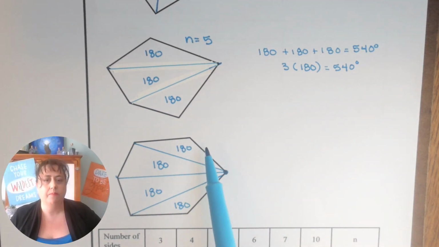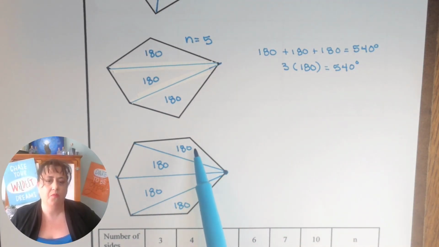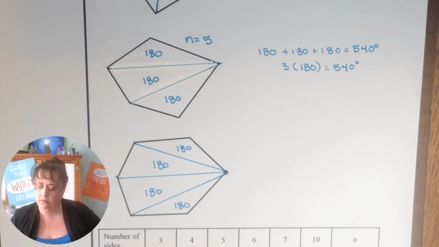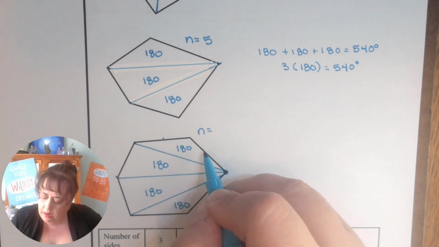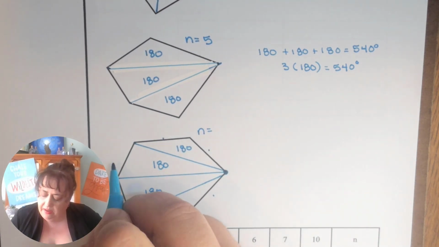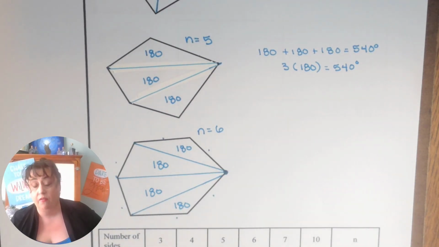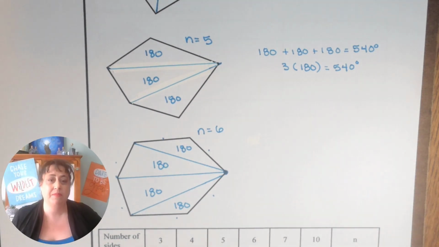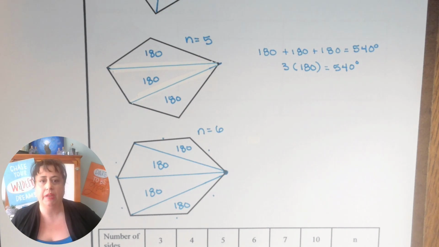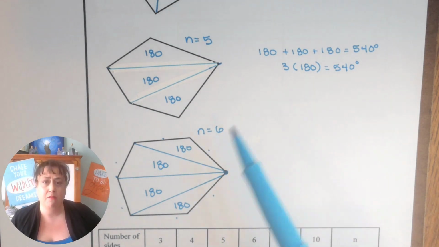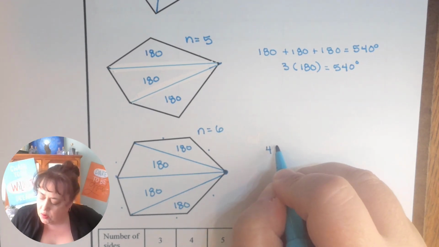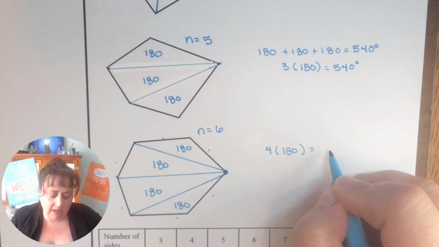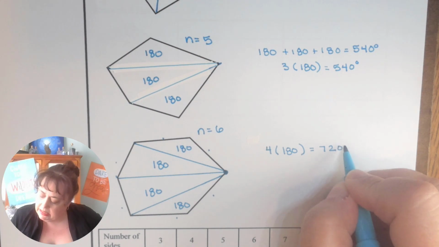All right, so this time, how many triangles do we have? We have 1, 2, 3, 4 triangles. So when n is equal to 6, we end up with 4 triangles. Do I have to write out the 180 four times? No, I don't think I want to, because I know that when I add the same thing 4 times, I can just multiply by 4. So I'm going to do 4 times 180, and I get 720 degrees.